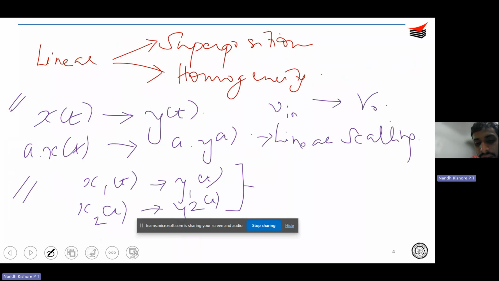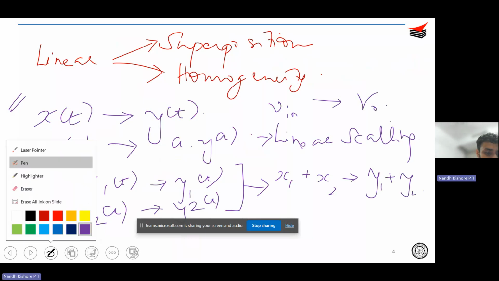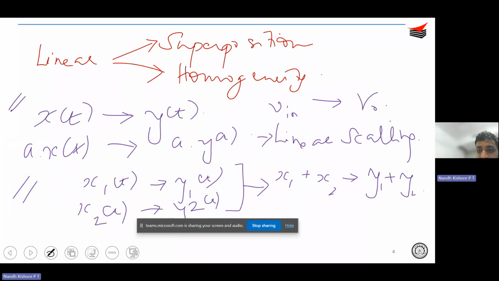The idea is that if you combine both of these, right? If I just linearly add it, x1 plus x2, and feed an input equal to x1 plus x2, I should get an output y1 plus y2. So if these two conditions are satisfied, that is this over here and this over here, only then I call a system linear.